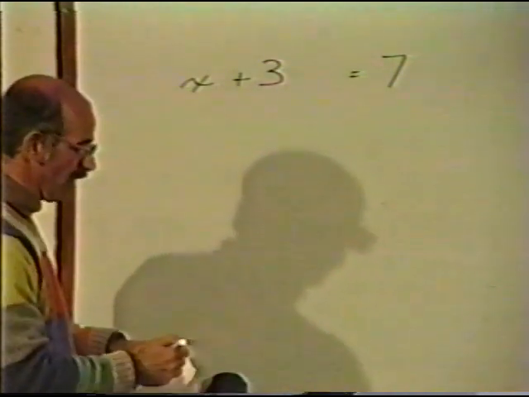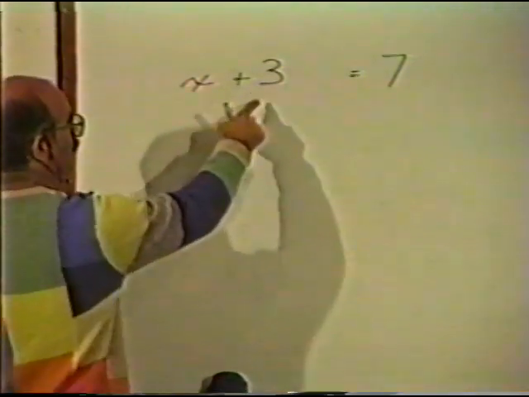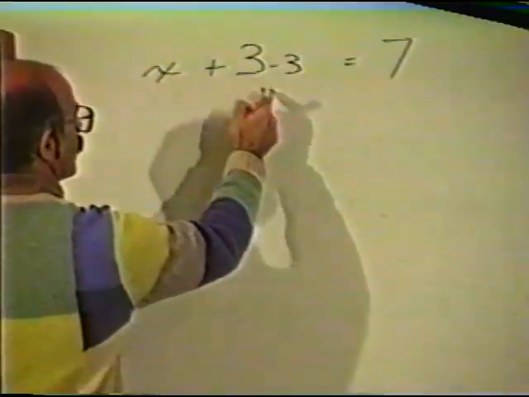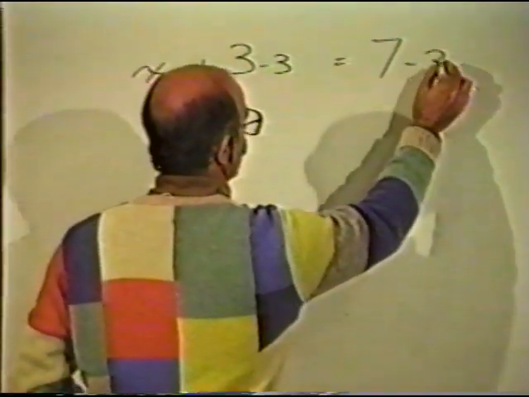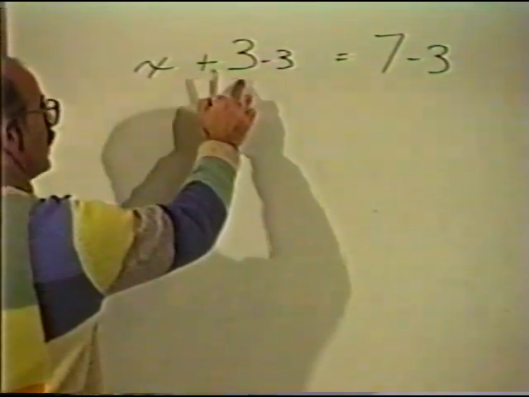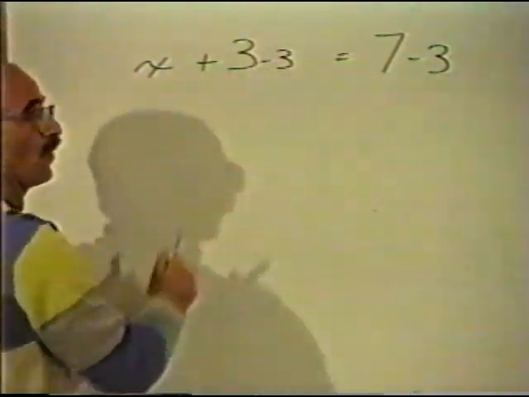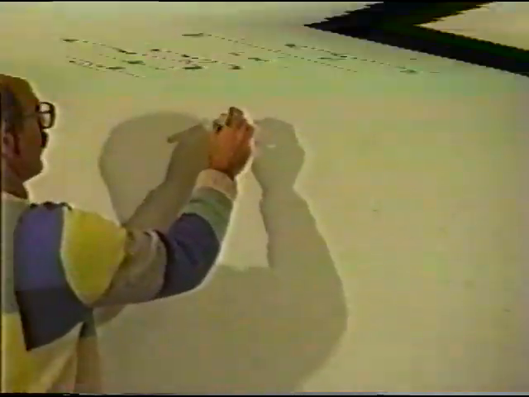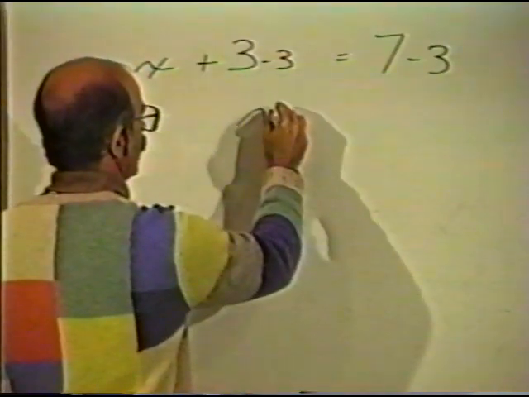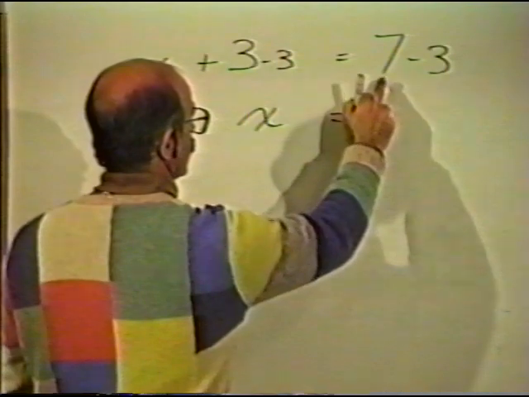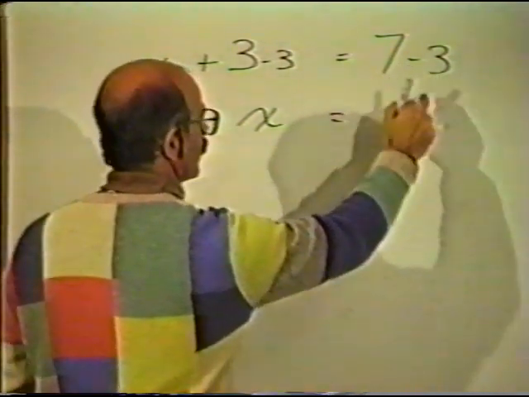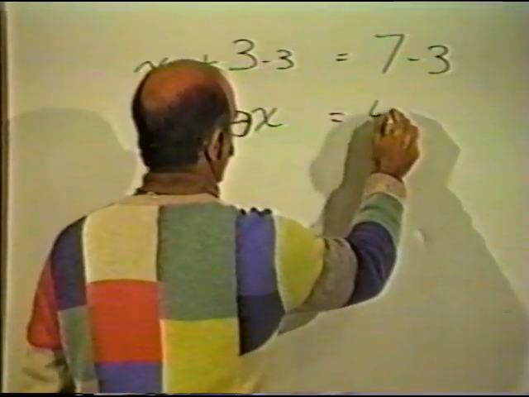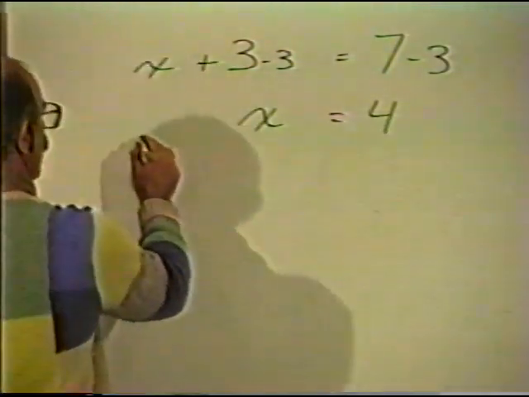And the number I want to subtract from each side is this number right here, because I want that 3 to disappear. And when I put the plus 3 and the minus 3 together, what do I get? 0. And that leaves me with, on this side, just plain x. And 7 minus 3 is what? 4. The answer is 4.